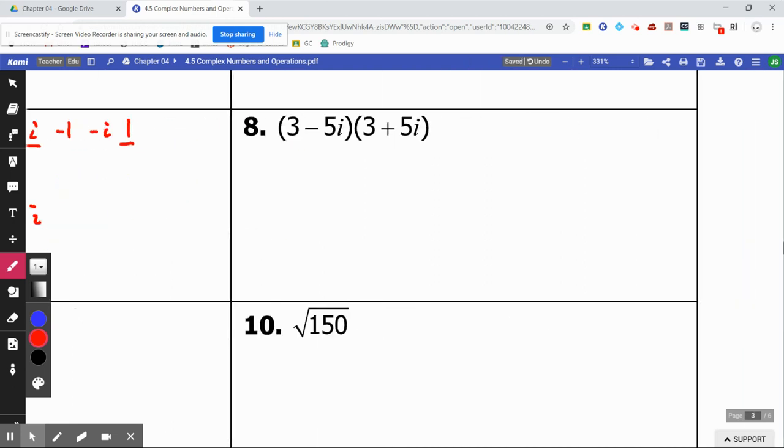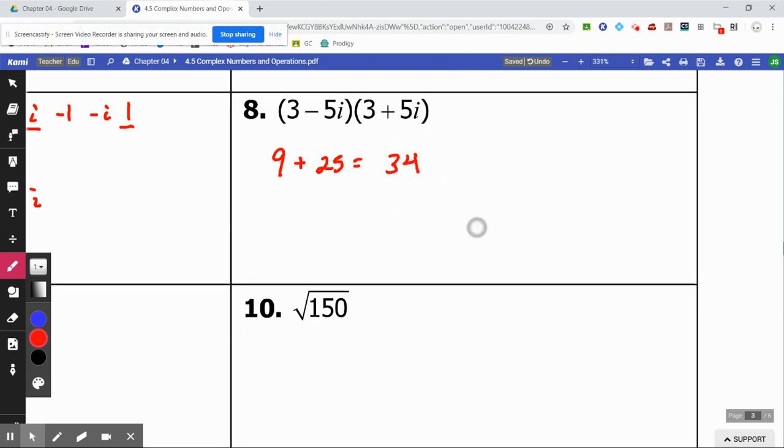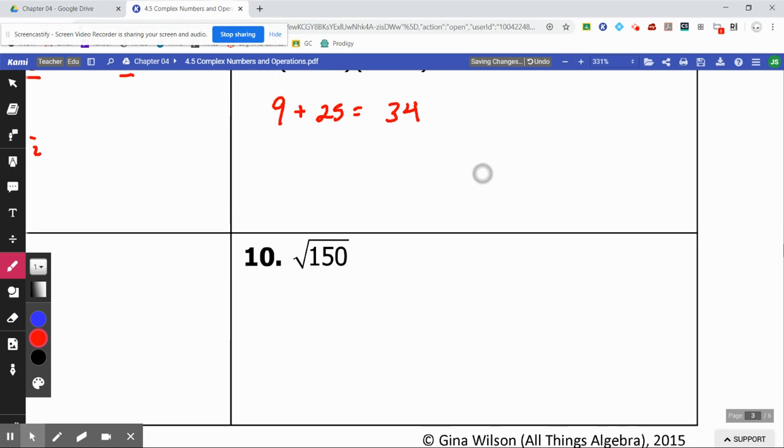Number 8, complex conjugates. 3 times 3 is 9. Negative 5i times 5i is negative 25i squared. I squared will be a negative 1, so let's do a plus 25 there, and that gives me 34. When you multiply complex conjugates, again, you always get a real number. So therefore, this is complex. It is real. It is not imaginary anymore.